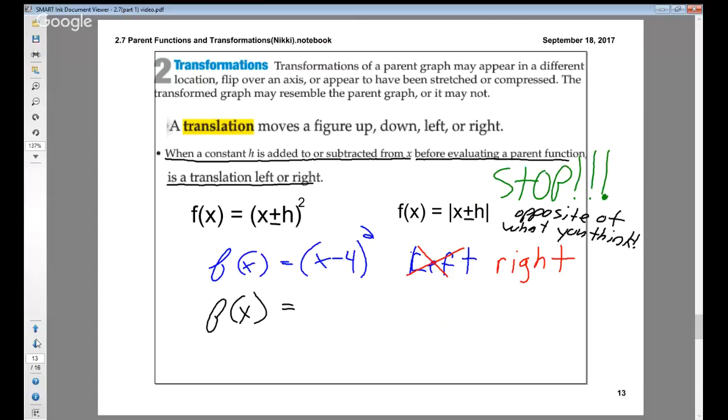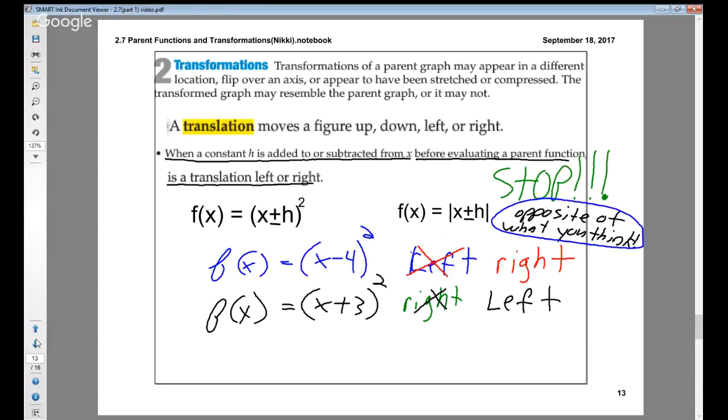Now the same thing is true if I had, say, a plus sign on the inside of the parentheses. The plus would make you think that you're going to the right, but it's the opposite of what you think. It's actually going to be going to the left instead of the right. Now, if you remember that trick, when moving left or right, remember that it's the opposite of what you think. And you will have this basically mastered.